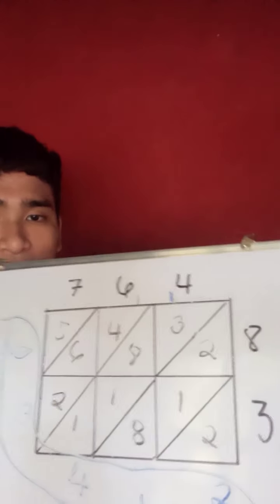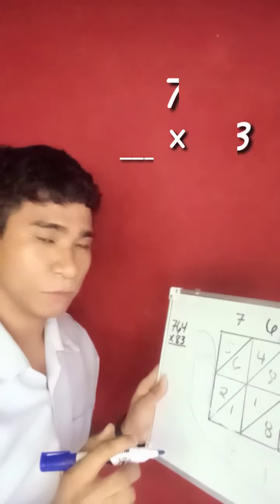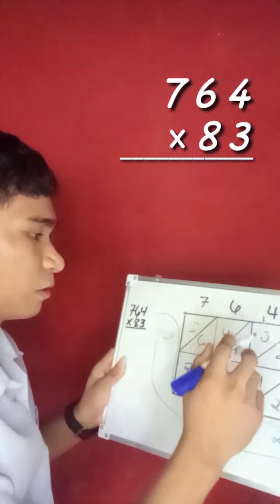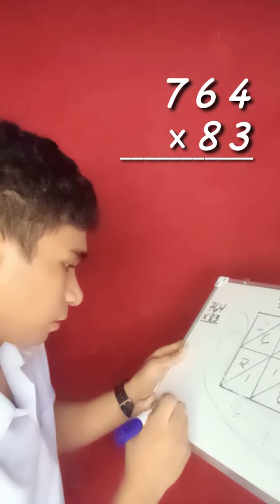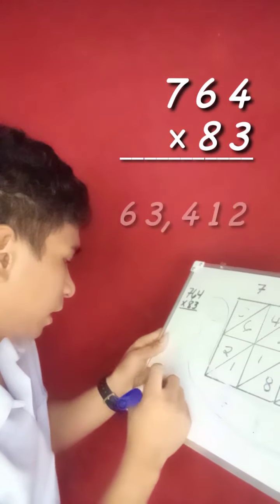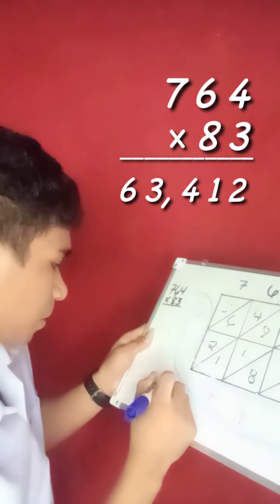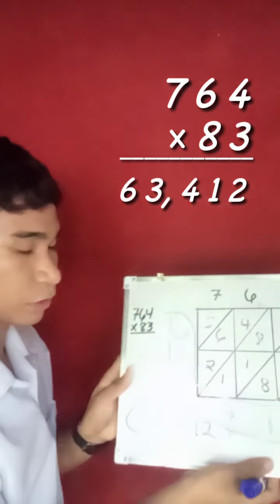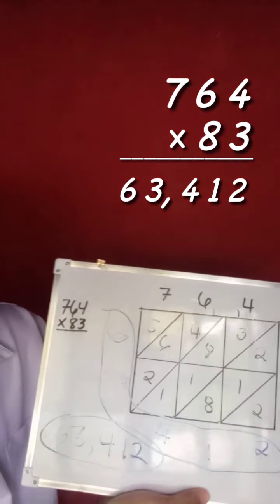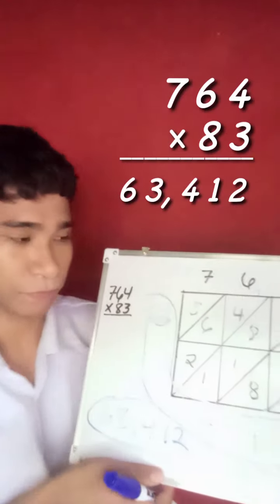This is the answer here. So, I will just write it. So, the answer for the multiplication of 764 multiplied by 83 is equal to 63,412. So this is the result of the lattice method multiplication.